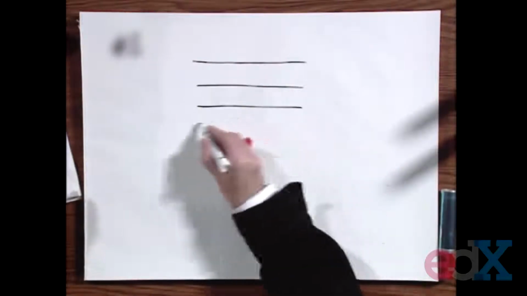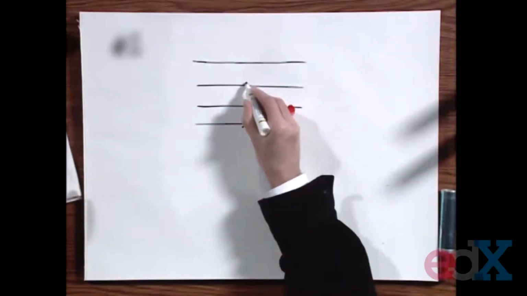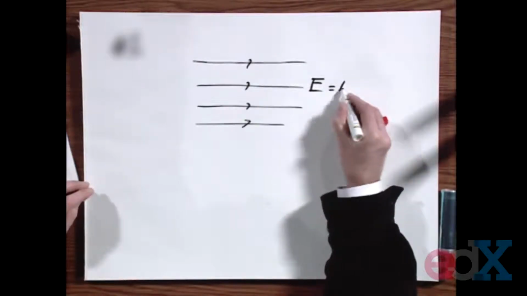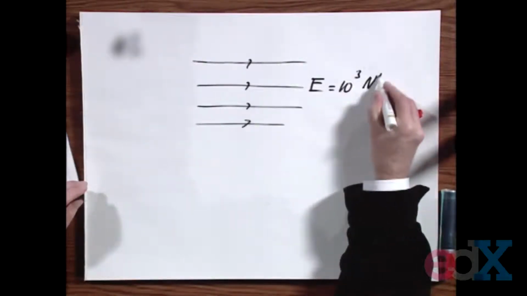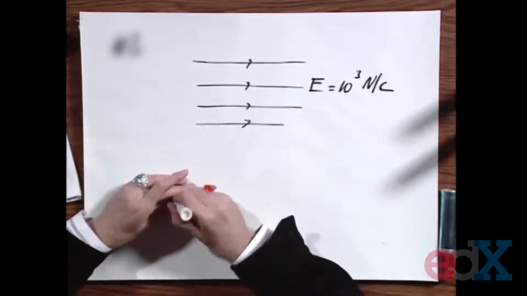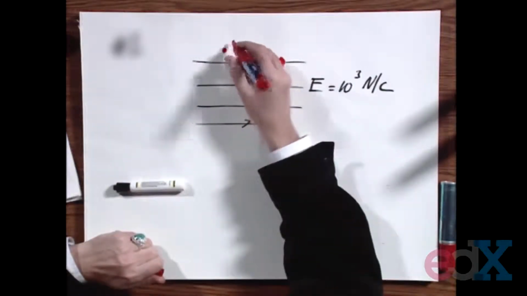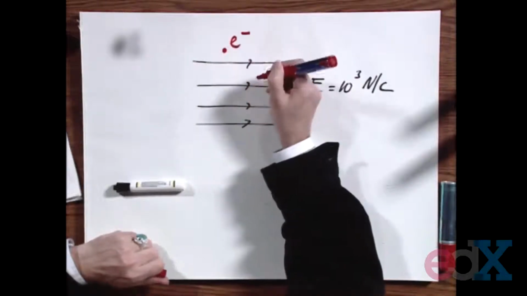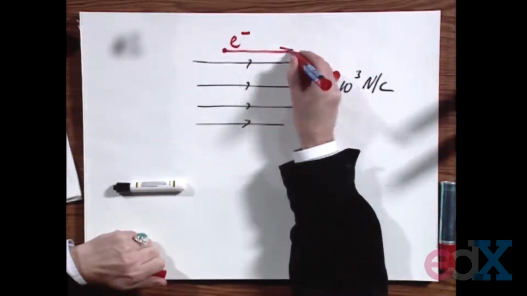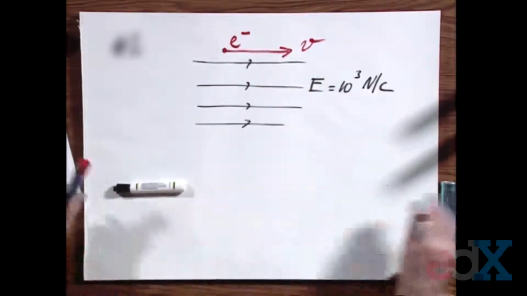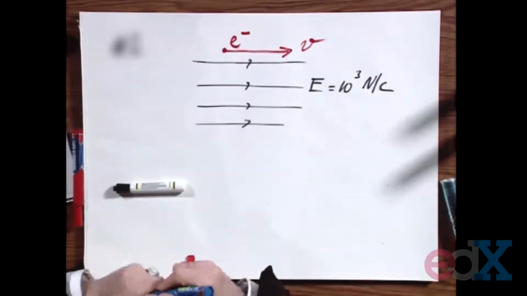Suppose we have a uniform electric field, E. I think the electric field is 10 to the 3 newtons per coulomb. And we have an electron somewhere here, E minus. The electron has a certain velocity, a huge velocity. It's about 2.5% of the speed of light.